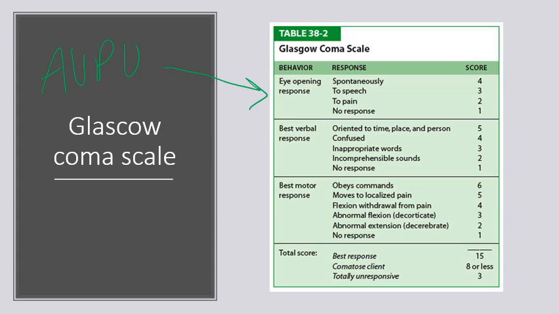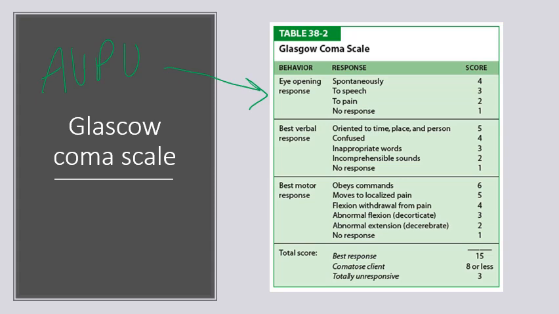So best motor response, 6 is obeys commands. So you say things like, open your eyes, close your eyes, stick out your tongue, smile for me, show me your teeth, shrug your shoulders, turn your head, say ah, all of those things. If they're following commands, then it's a 6.